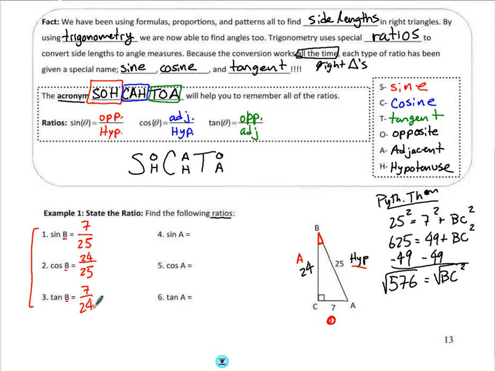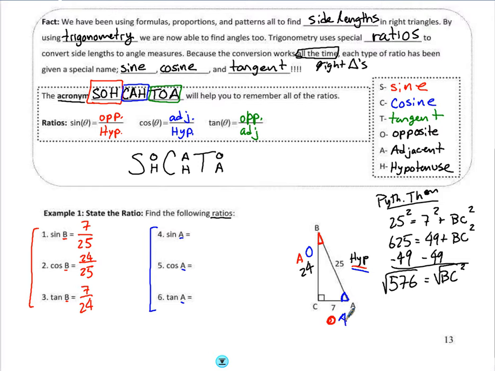Now the values change a little bit when we're looking at the sine, cosine, and tangent at angle A. I've now changed my point of reference to angle A. The hypotenuse is still the hypotenuse no matter where you're standing in terms of your acute angle, but the adjacent side for angle B now becomes the opposite side for angle A. The opposite side for angle B now becomes the adjacent side for angle A.